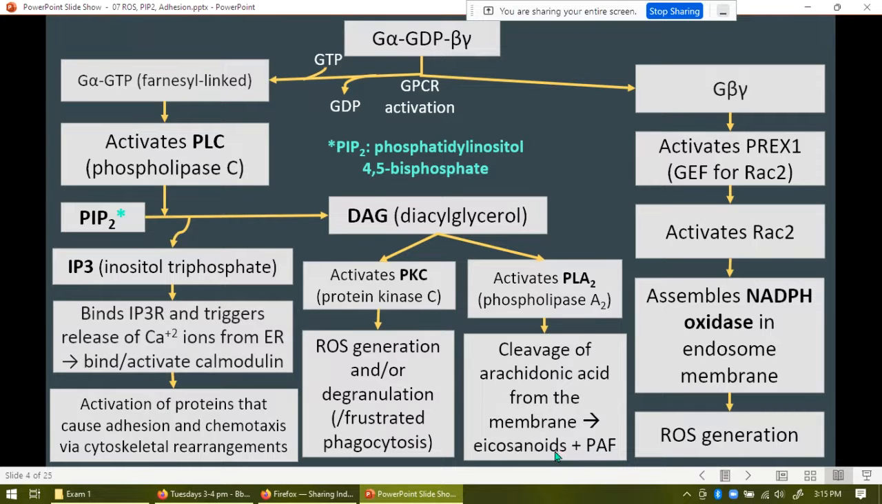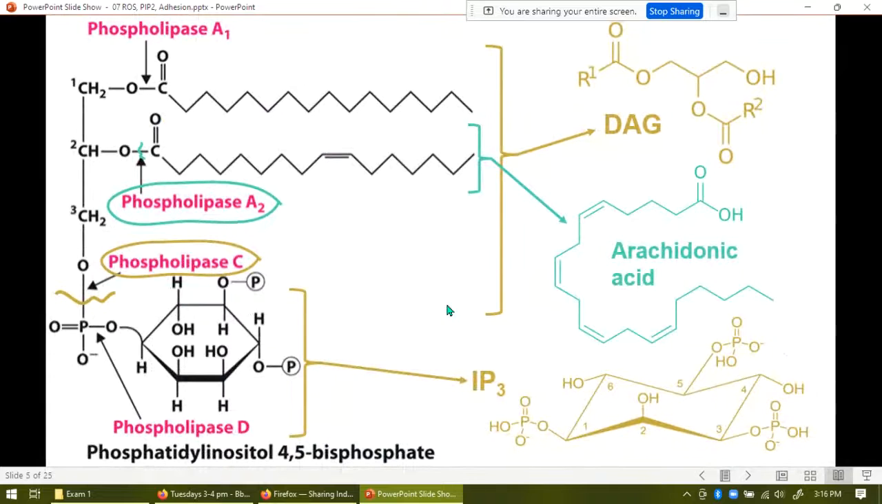The exact eicosanoids you do not need to know. You probably also don't even need to really know about the structure of platelet activating factor or anything like that. All that you need to know about phospholipase A2 is that it cleaves arachidonic acid from the membrane, and that results in eicosanoids, and it also results in platelet activating factor. Okay, and it's triggered by DAG. So that is the PIP2 pathway. That is everything that you need to know about it. There are a lot more specific details, and you could probably spend an entire PhD studying the PIP2 pathway, but everything that you need to know about it was right there.